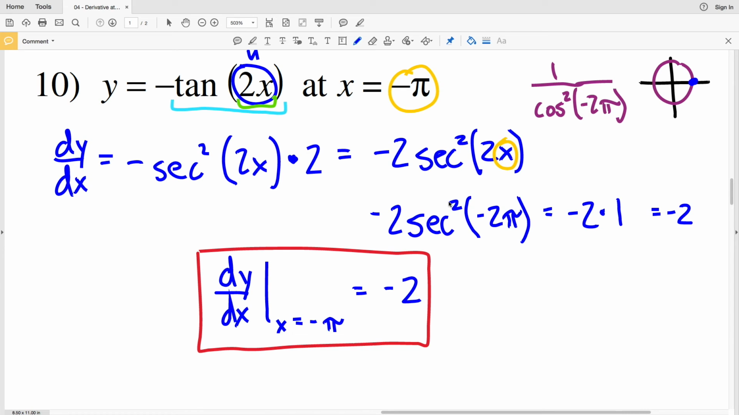If you were confused on any of the rules we used in numbers 1 through 10, please visit a previous worksheet or a previous tutorial in which I explain sum rule, difference rule, power rule, product rule, quotient rule, and the derivatives of natural logs and trigonometric functions. So this was just a matter of finding that derivative and plugging the value in.